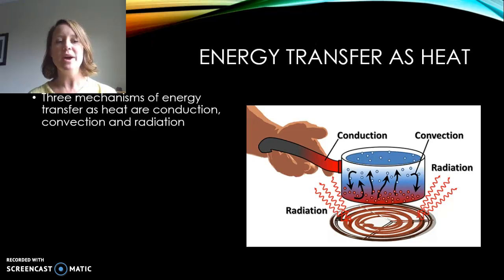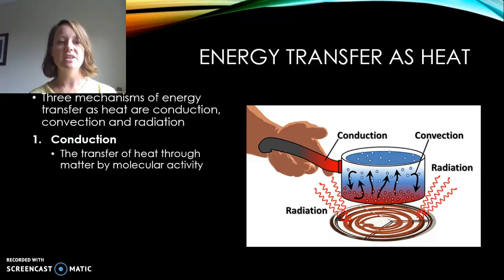All right, and there are three ways that energy can transfer. You may have heard these terms before. They are conduction, convection, and radiation. Conduction is the transfer of heat through matter by molecular activity. What that means is molecules have to touch or collide in order for heat to be transferred. So in our example over here, when the hand touches the hot pot, the heat is transferred from the pot to the hand.